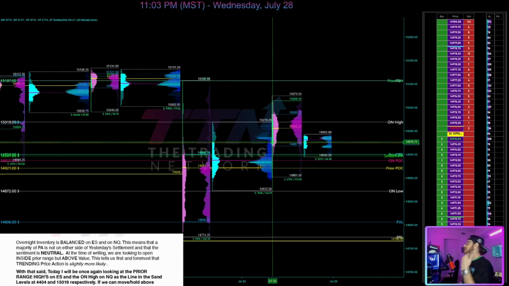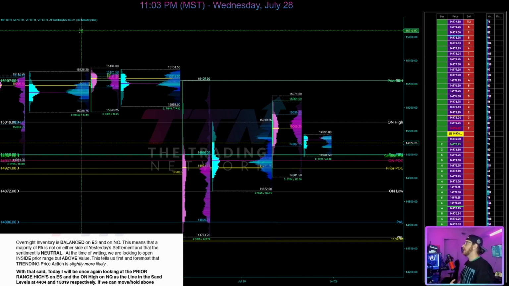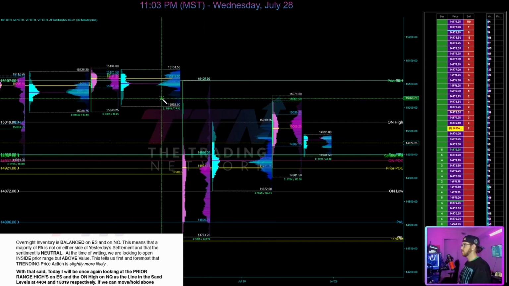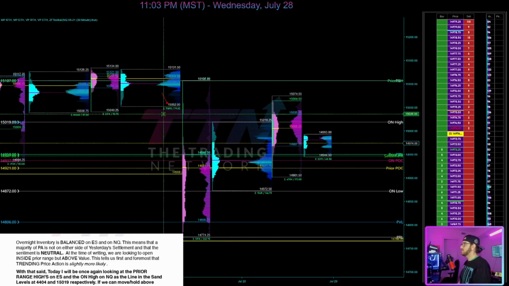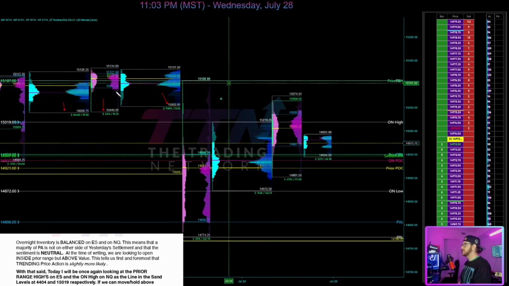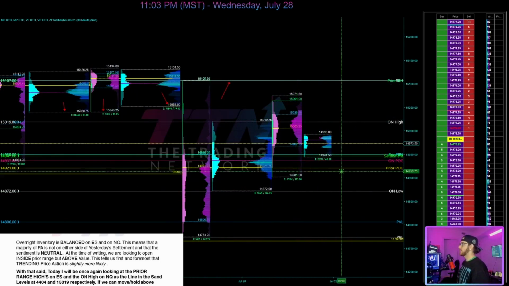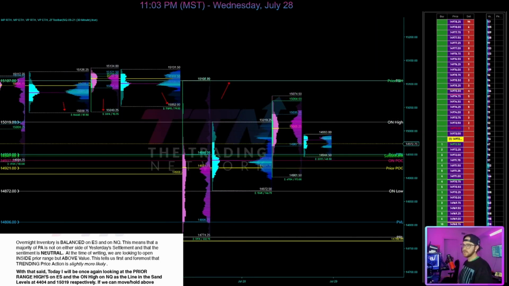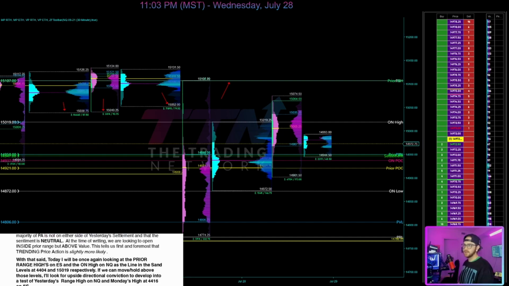above this level, it's very likely for us to move above and go into our next higher profile levels, which we actually did. We moved into the overnight low, prior range low, overnight low here, but we did not quite make it to yesterday's high. So with that said, let's get down into the rest of the analysis.